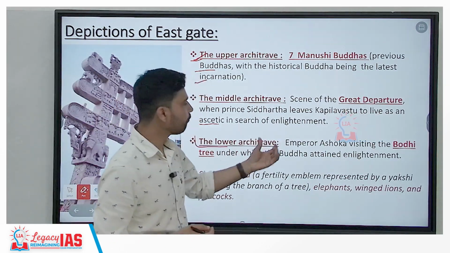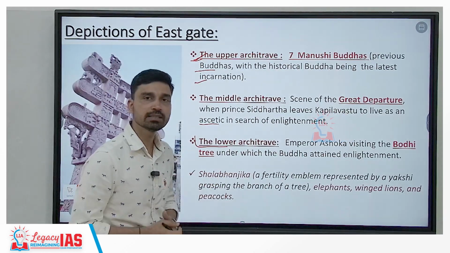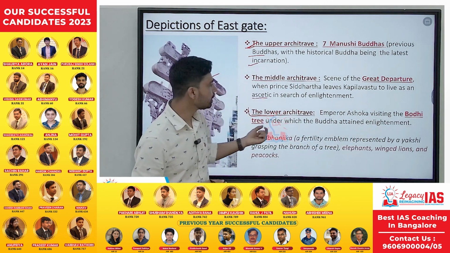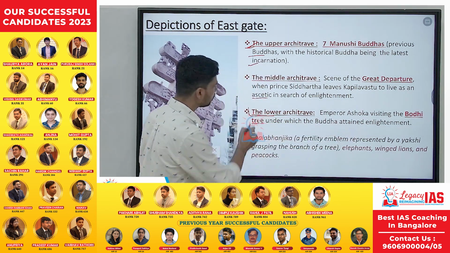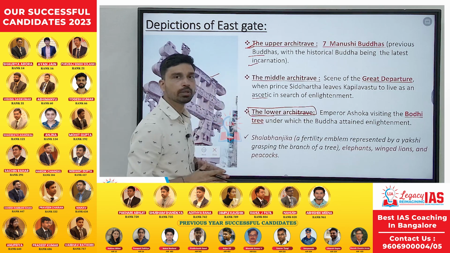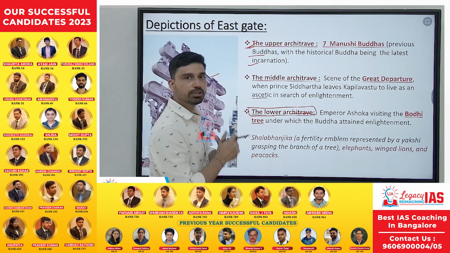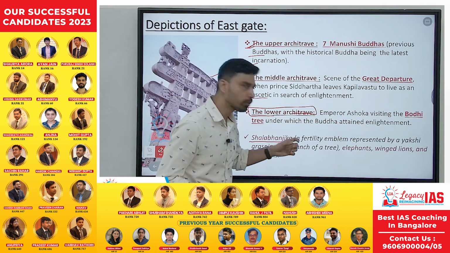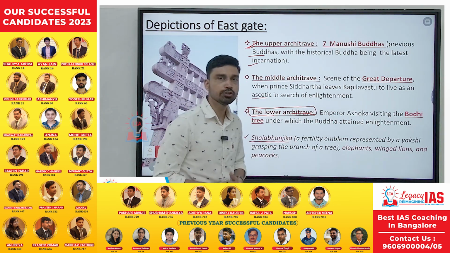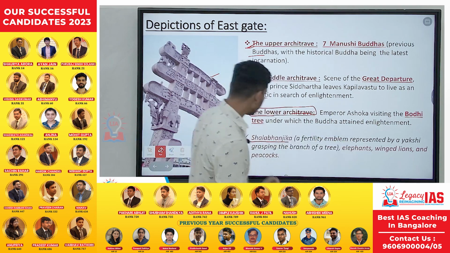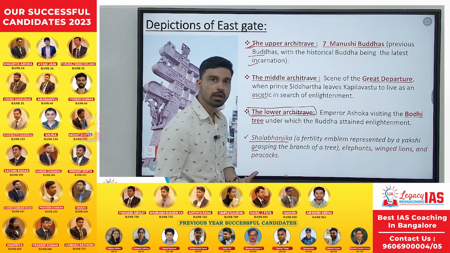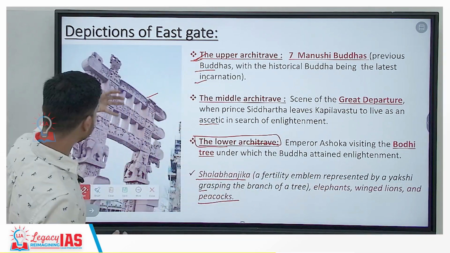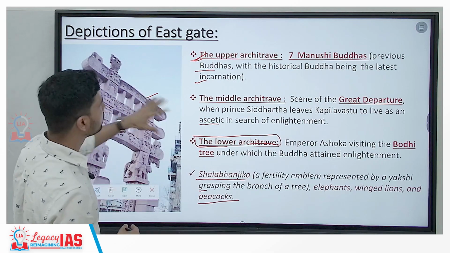Now, the lower architrave depicts that since the Bodhi tree has such huge significance because Buddha got enlightenment here, Emperor Ashoka visited the Bodhi tree under which Buddha had attained enlightenment. So, this is what has been depicted in the lower architrave. Now, these are the main themes. Around these major themes, there are also several other depictions. For example, you see this sculpture of Salabhanjika, which is an emblem of fertility, represented by a yakshi grasping the branch of a tree. Apart from that, you have elephants, winged lions, as well as peacocks, carved out in the eastern gate.